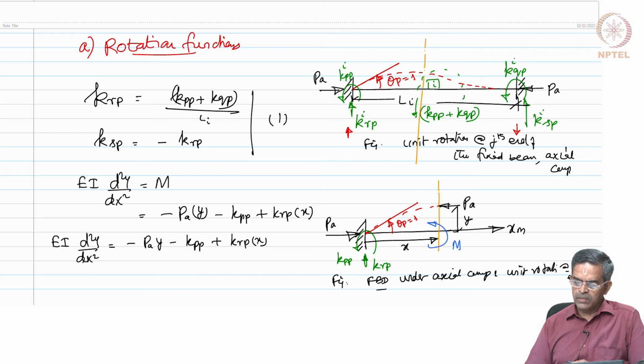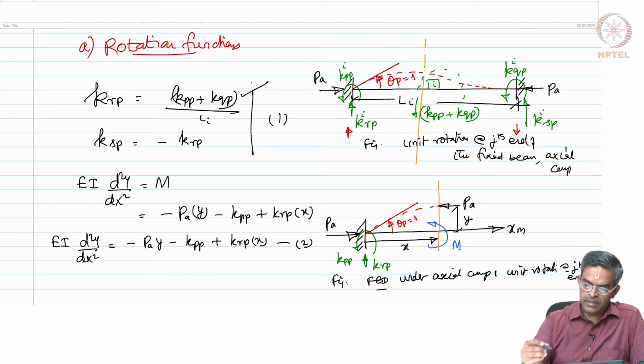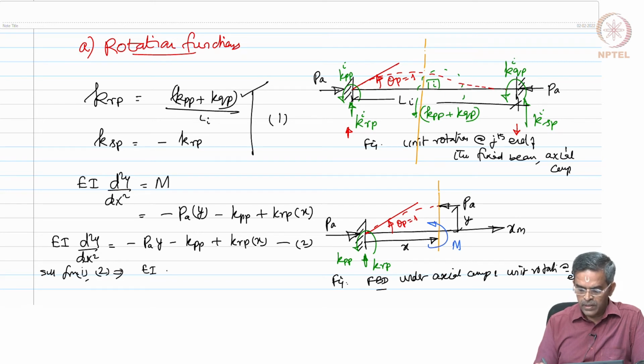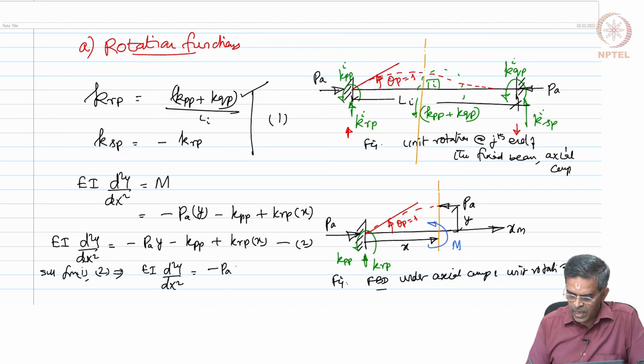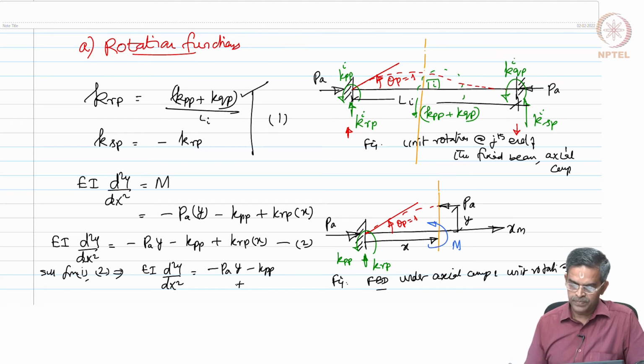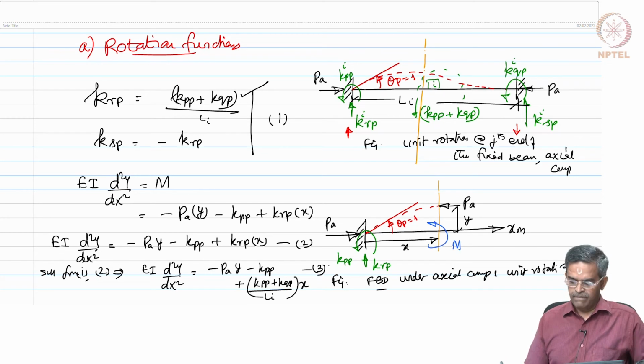Now, we already know from equation 1, I will call this equation number 2. From equation 1, we know KRP is expressed as this. So, substituting from 1, 2 will now become EI d square y by dx square is minus PA into y minus KPP plus KPP plus KQP by Li into x. Can I say this is equation number 3? I have just substituted, okay.